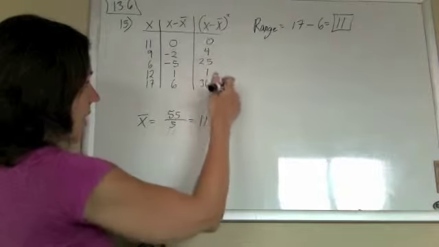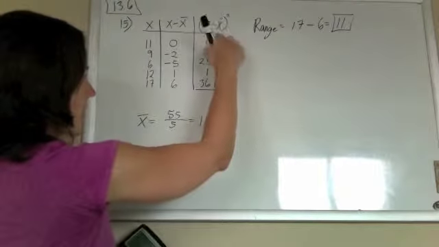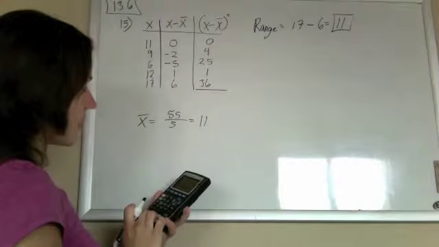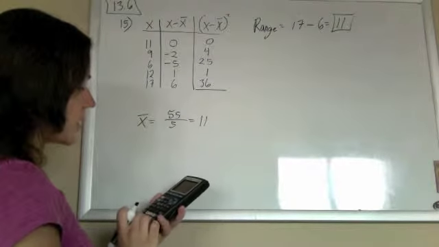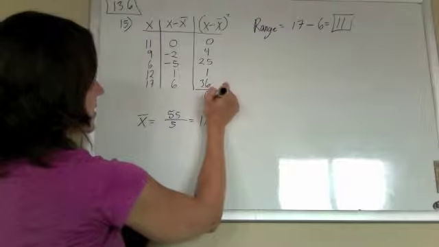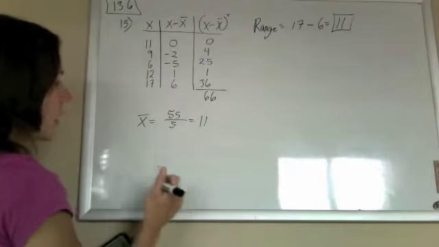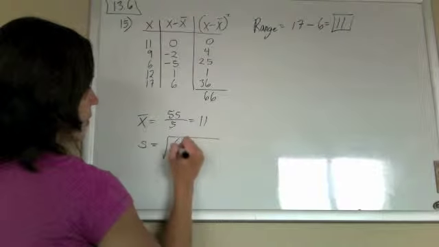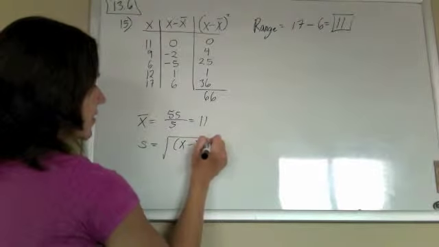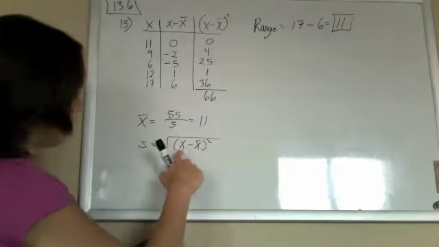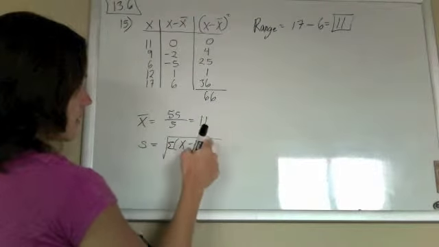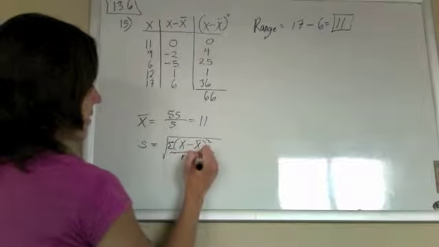So now you're just going to add this last row. So just add the 0 plus 4 plus 25 plus 1 plus 36 to get 66. And your formula for the standard deviation is the square root of that number that we just found, the sum of (x minus x bar) squared, all over n minus 1.